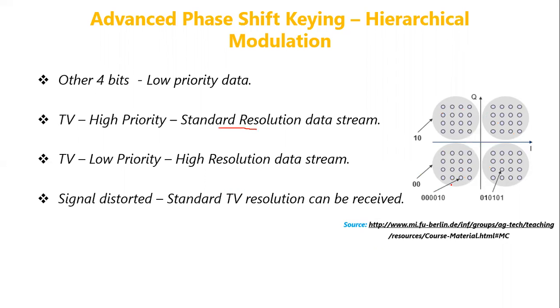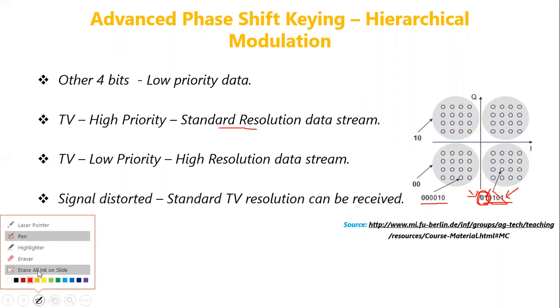This diagram shows that. You can see there are 6 bits to refer to a symbol. The most significant 2 bits follow QPSK. The remaining 4 bits follow QAM, quadrature amplitude modulation. The first contains high priority information, and the second contains low priority information. In case of television, this contains the standard resolution, and this contains the high resolution. So if the signal is distorted, then this part alone will at least be recovered, so that the receiver can get the information at least in standard resolution form, if high resolution is not possible.